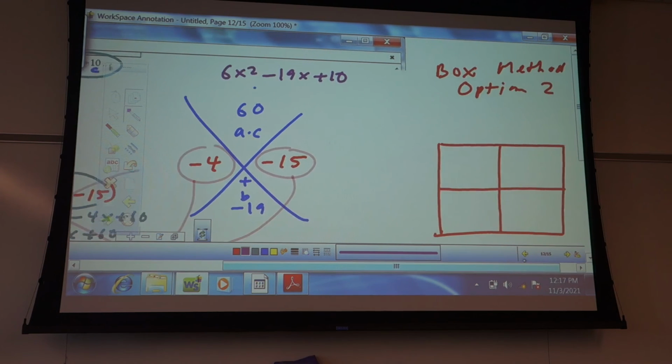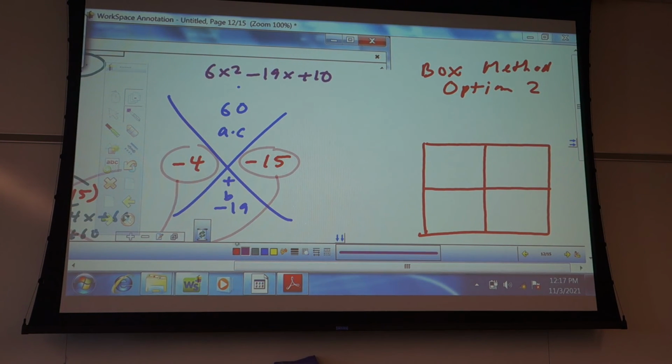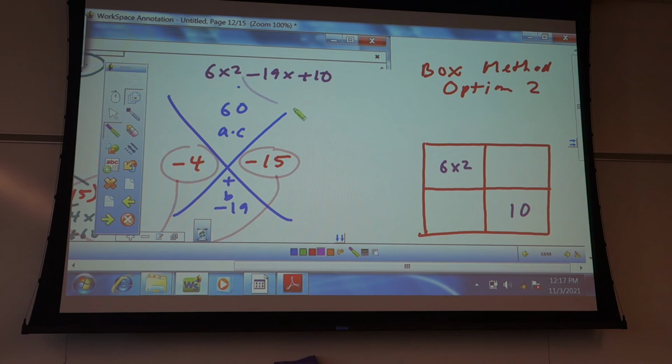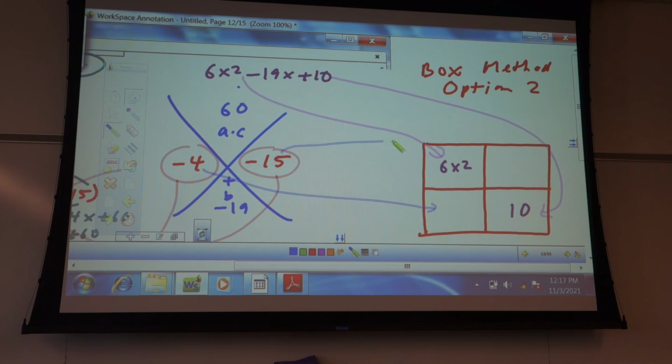Okay, so the first number goes in the first box: 6x squared. Everyone look up. First number, first box, 6x squared. The last number, the plus 10, goes in the very last box. Everybody all right with that part? Folks see where those went? This one goes in the first box, this one goes in the last box. A and C.